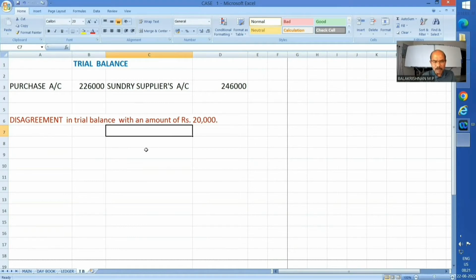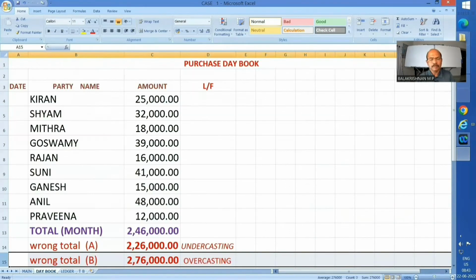This is the grassroots level explanation because I have worked at the age of 19 itself with the subsidiary book and other things. So I'm very thorough about all this. Thank you. Well, now let us take up the case of overcasting.